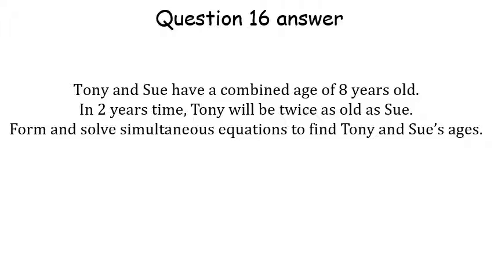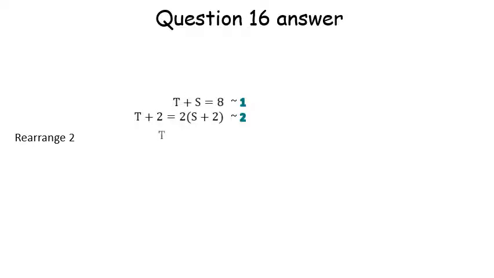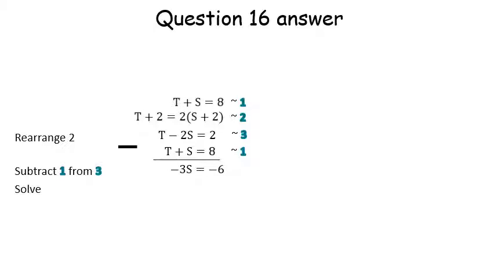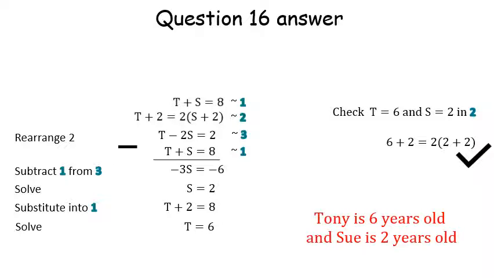Question 16. I've used T for Tony and S for Sue, and the two equations are T plus S equals 8 and T plus 2 equals 2S plus 2. I've then rearranged them so they're in the same format and taken one equation from the other and then solved to get S equals 2. I then substituted S equals 2 into the first equation and solved to get T equals 6. Checking both of them in the second equation, they work, so Tony is 6 years old and Sue is 2 years old.